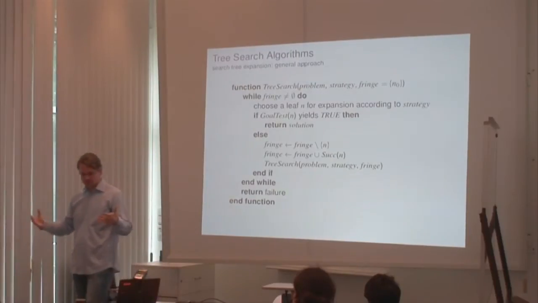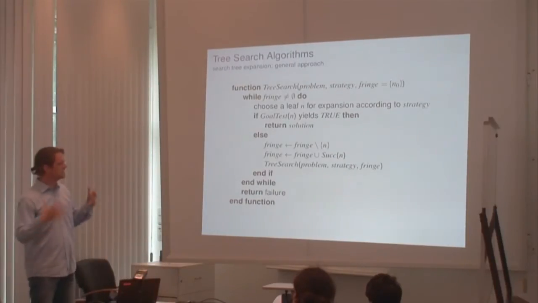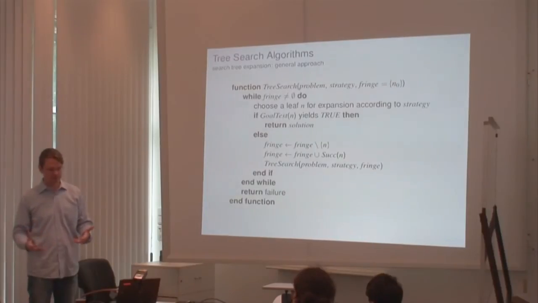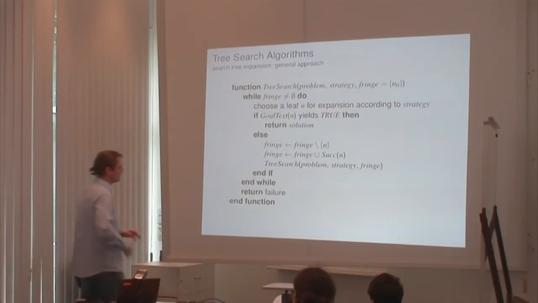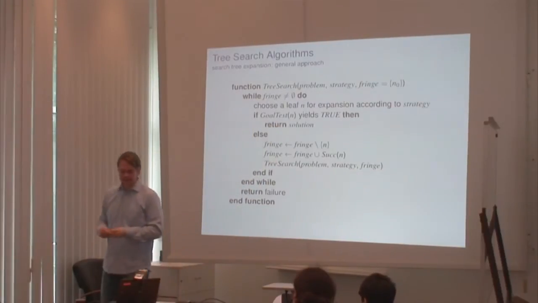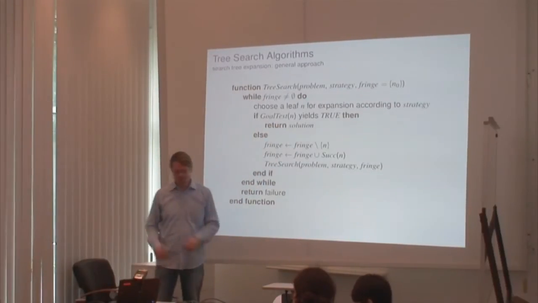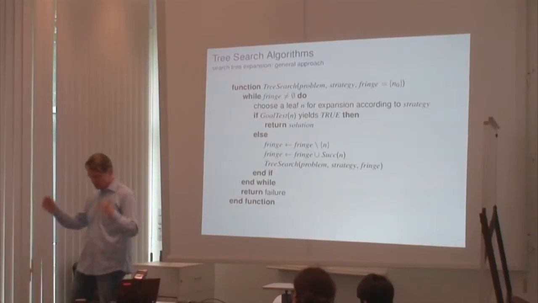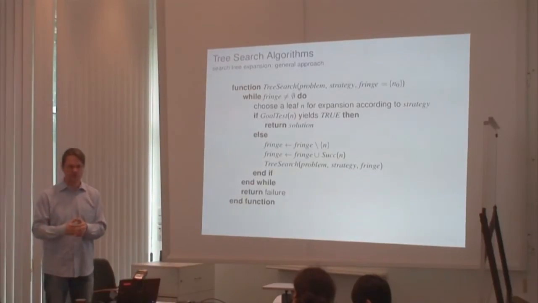If the node we have chosen from the fringe is not the goal state, we will remove it from the fringe and extend the fringe by the set of the successors of the node n we just chose.